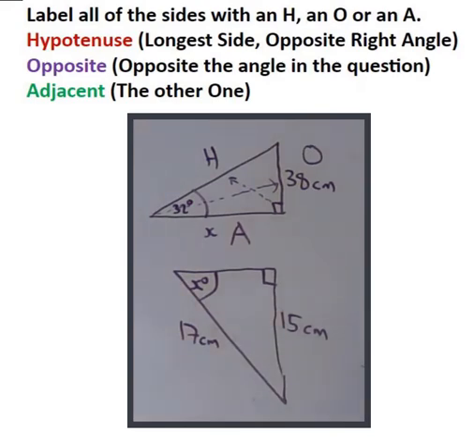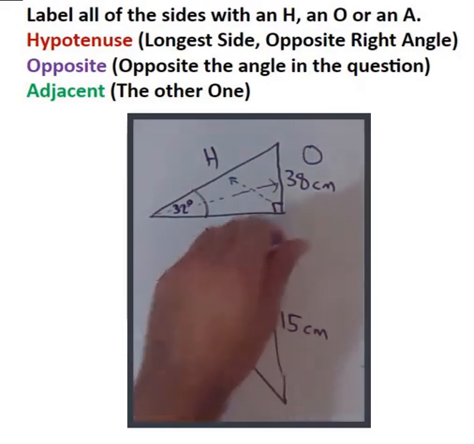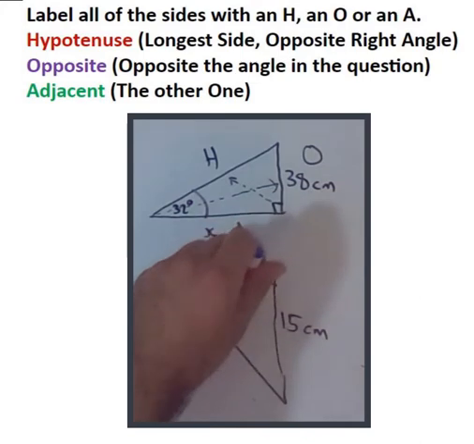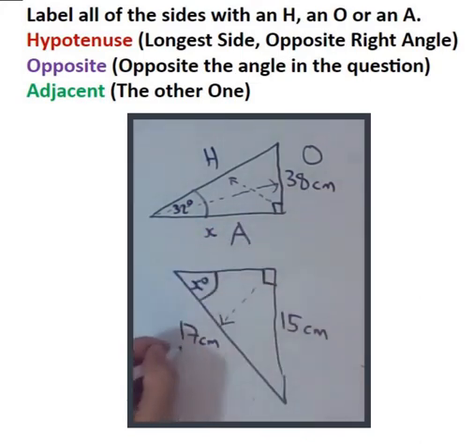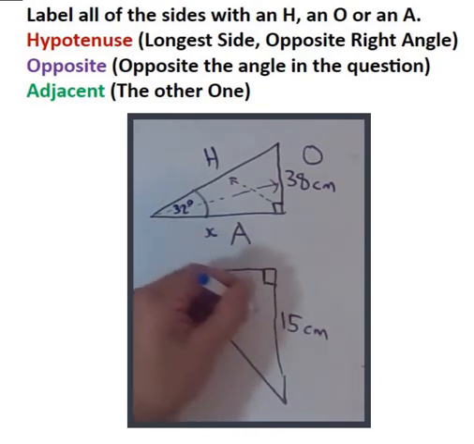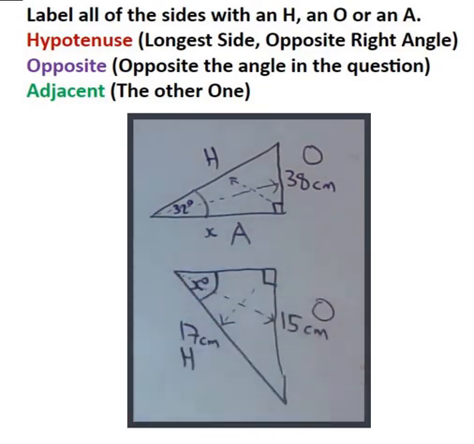So you might say H, longest side, opposite the right angle. There's the right angle. So opposite the right angle is the 17. That's the H. O, opposite the angle in the question. In this case, it's an angle we need to find. This angle, we don't know it, and we don't need to find it. So that is not the angle that we're opposite. It's the angle in the question, the one that's featuring, which is this X. So the 15 is the O, and the other one is the A.